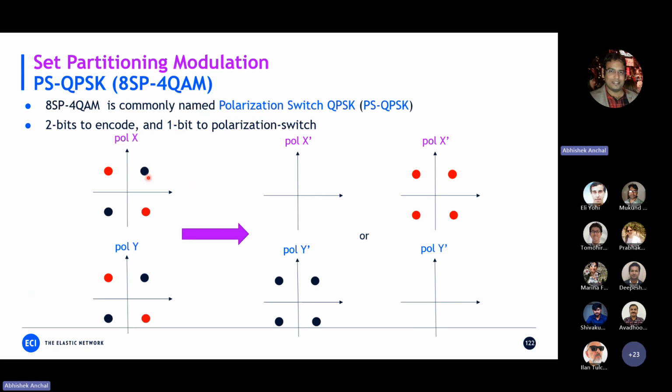Another way of doing the same is, instead of removing these two, we can decide to choose one of the polarizations without symbol and the other with symbol, and do it alternately. So we send full QPSK in one polarization, don't send any symbols in the other polarization, and do it alternately. In this way, we can throw away half of the symbols. In that case, it's called polarization switching QPSK, because alternately we switch the polarization. So 2 bits we use to encode the data, and the third bit we use to switch the polarization. That's how we achieve polarization switching QPSK, or in other words, set partitioning QPSK.